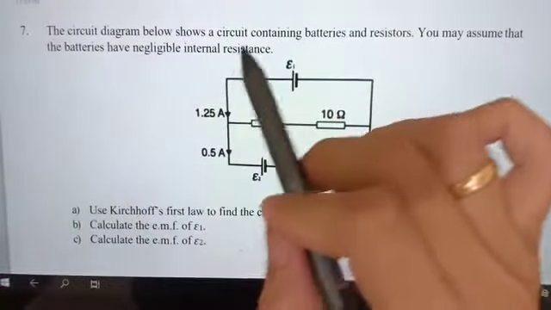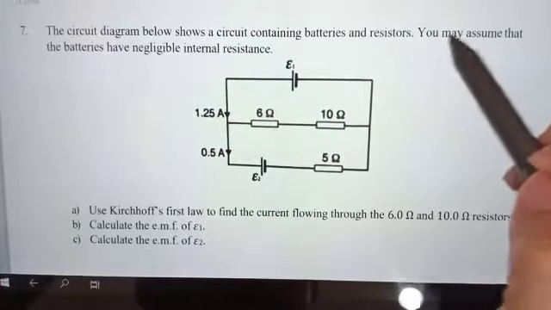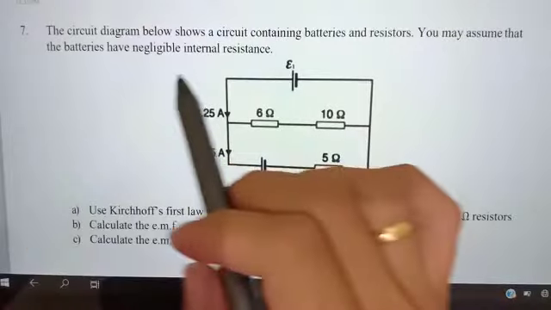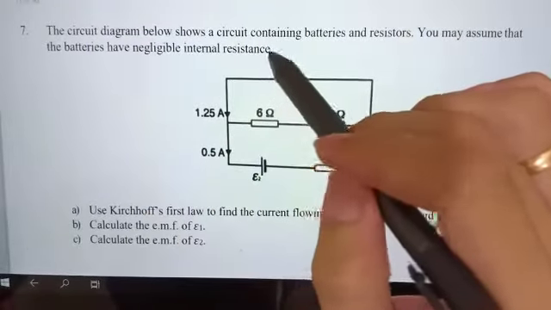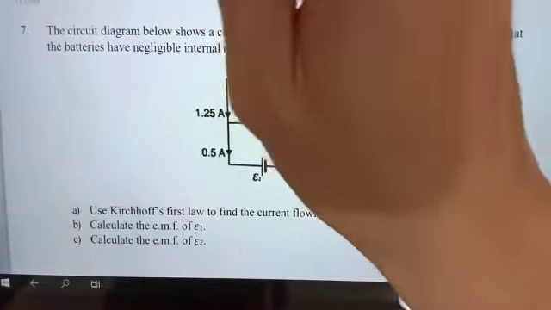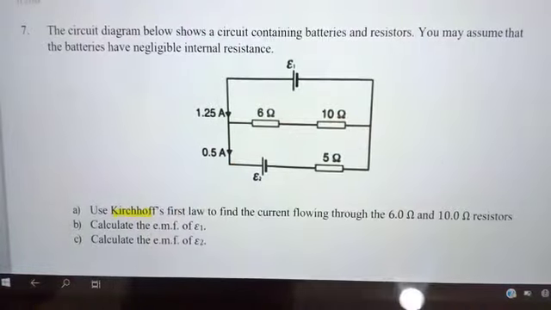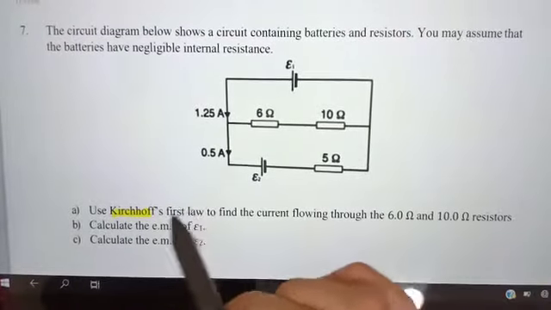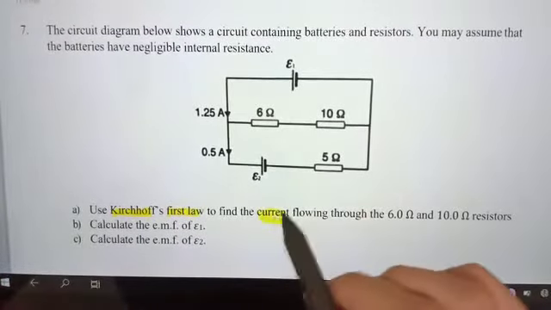The circuit diagram below shows a circuit containing batteries and resistors. You may assume the batteries have negligible internal resistance. So no internal resistance. Okay, again, this is a Kirchhoff rule equation. Use Kirchhoff's first law to find the current.